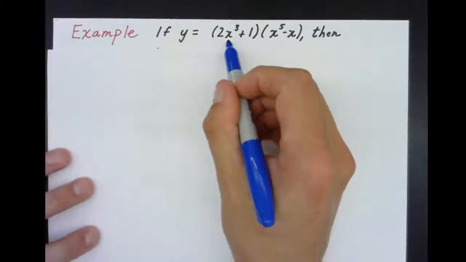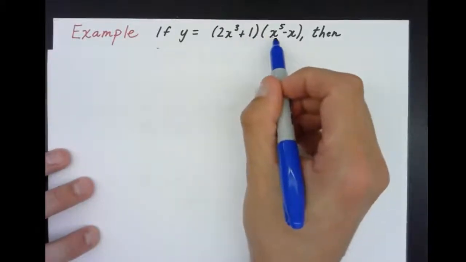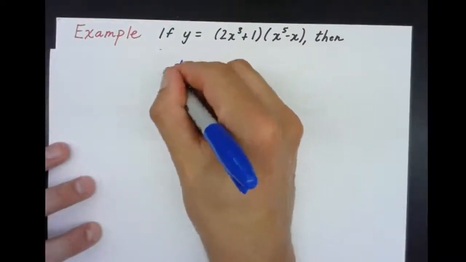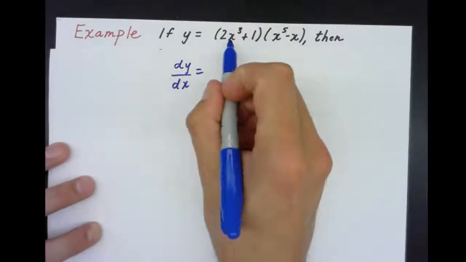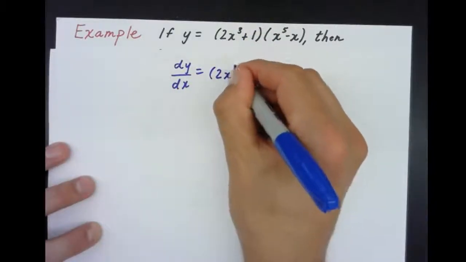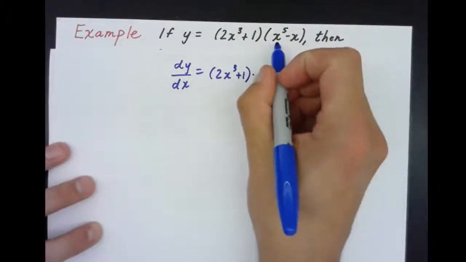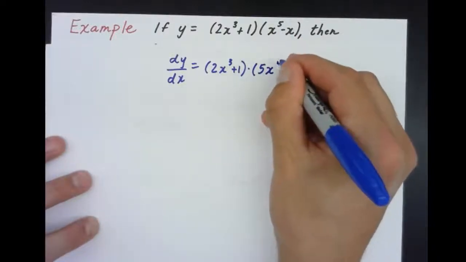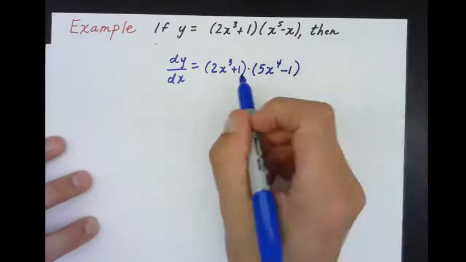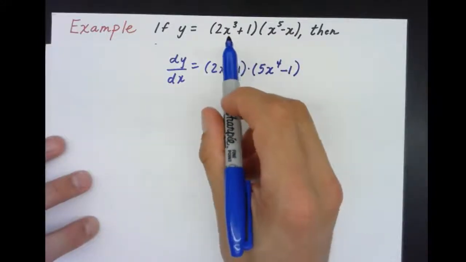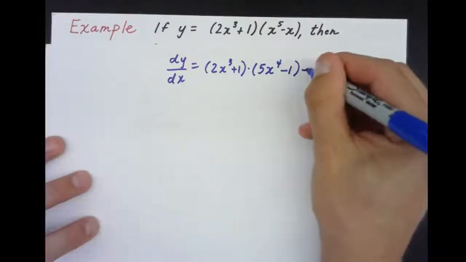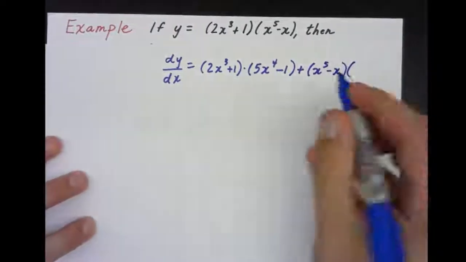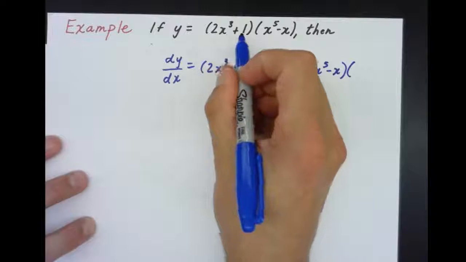So y equals the quantity 2x cubed plus 1 times the quantity x to the fifth minus x. So if I want to do dy dx, okay, I can simply take the first function, which is 2x cubed plus 1, times the derivative of the second, which all I use is the power rule. This becomes 5x to the fourth minus 1. So we're assuming you have some knowledge here of the power rule. So we have first times the derivative of the second plus the second, x to the fifth minus x, times the derivative of the first, which is 6x squared.